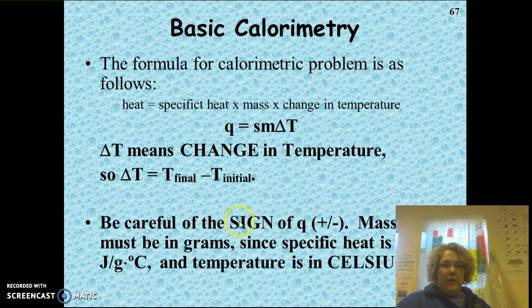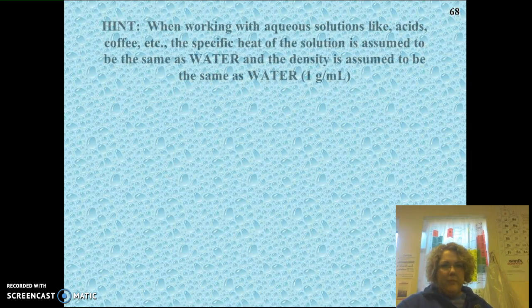Now, be careful of the signs of Q. Sometimes you'll get a negative Q. That means it lost heat, and other times it'll be positive, so pay attention to that. And then the mass has to be in grams, and the specific heat is in joules per gram degree Celsius. You can also use Kelvin. The only thing that won't work is Fahrenheit.